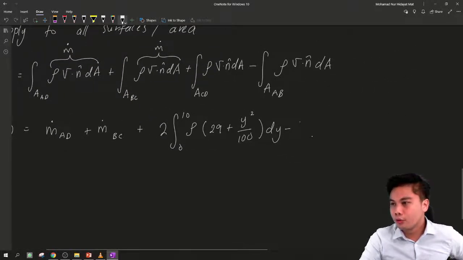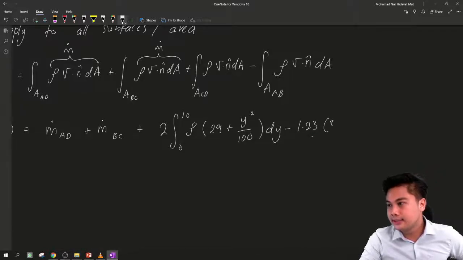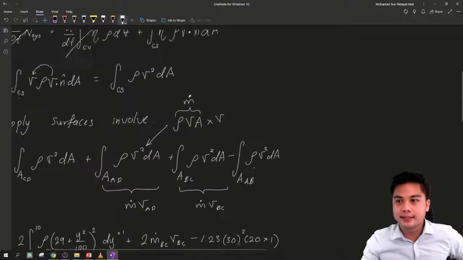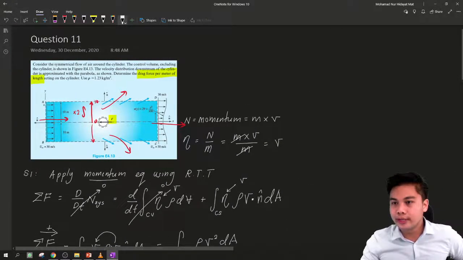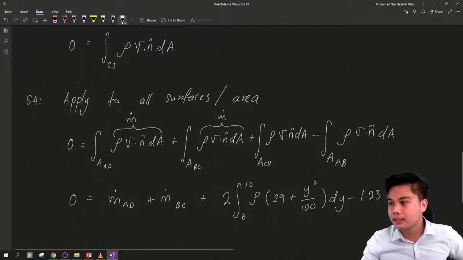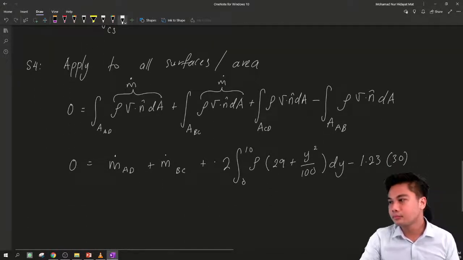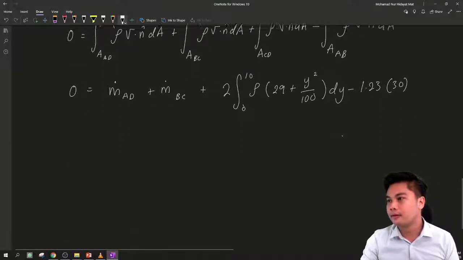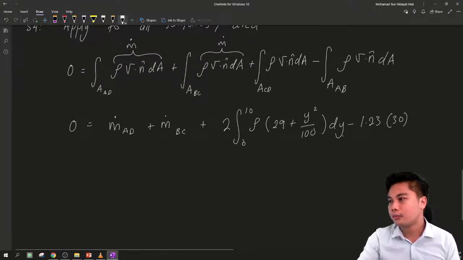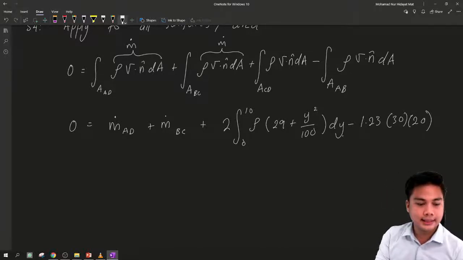So rho is 1.23, multiplied by velocity 30, and the cross-sectional area is 20, because if you look here, this is 10 plus 10, which is 20, multiplied by 1 per meter, or per 1 meter. So let's simplify this equation further.